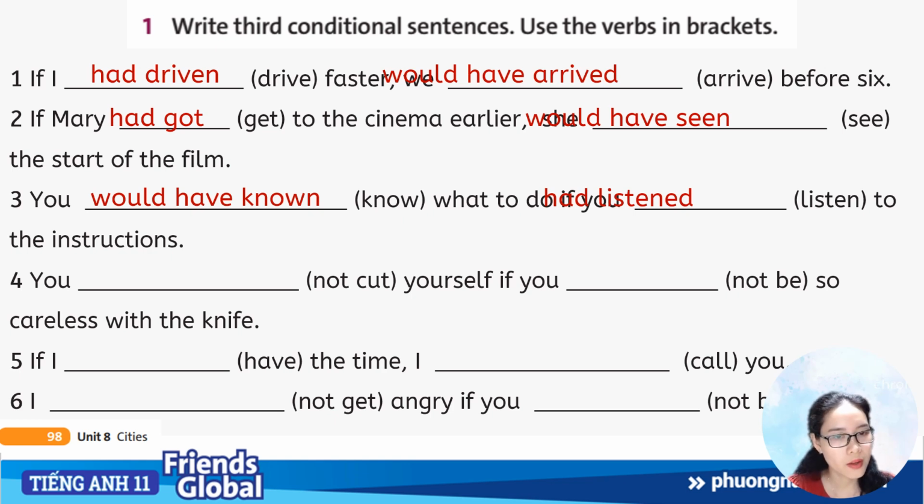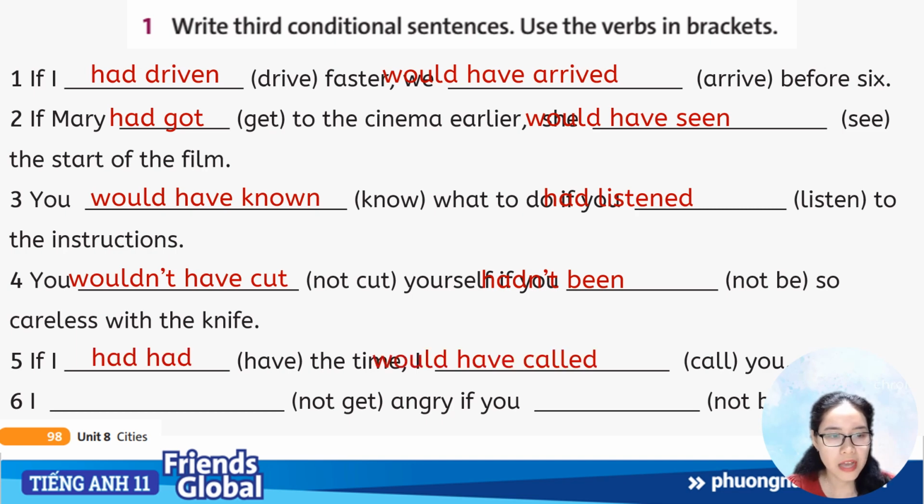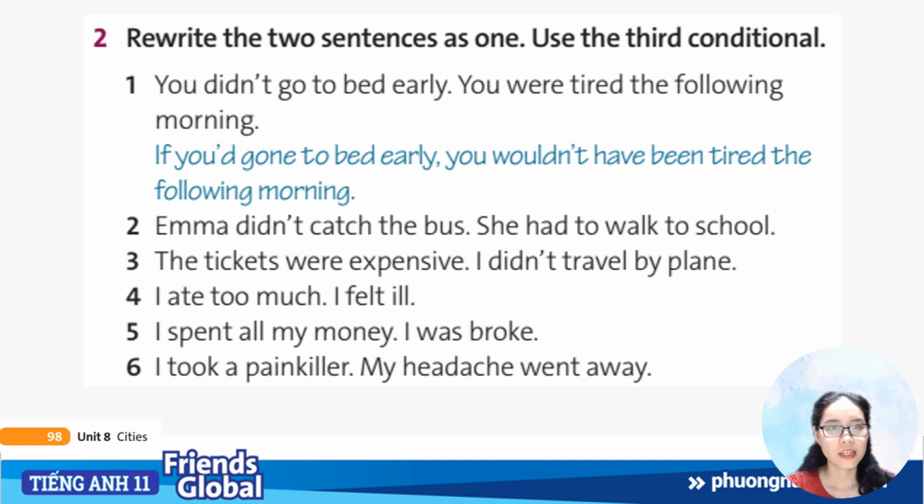Number 4. Again, main clause first. So you wouldn't have cut yourself if you hadn't been so careless. And number 5. If I had had the time, I would have called you. And number 6. I wouldn't have got angry if you hadn't been so rude. In exercise 2, you need to rewrite the two sentences as one.